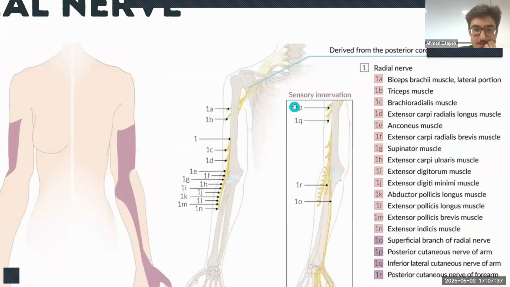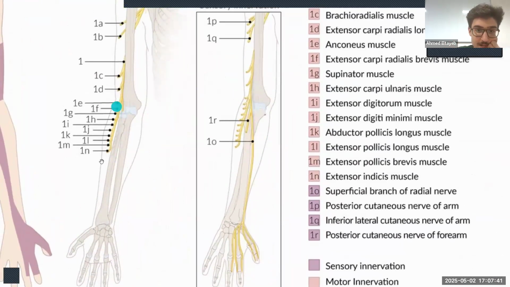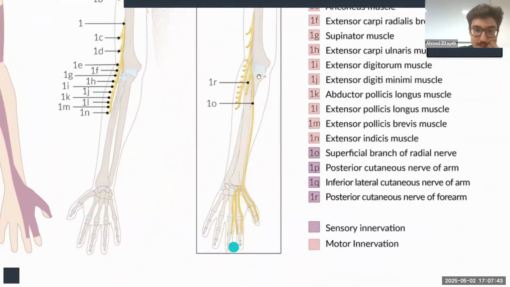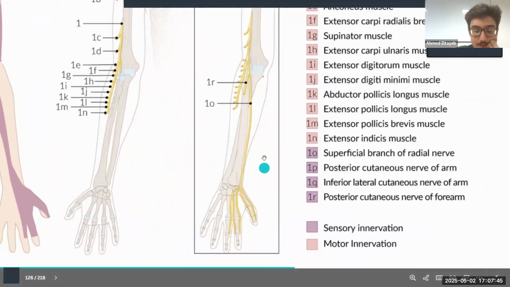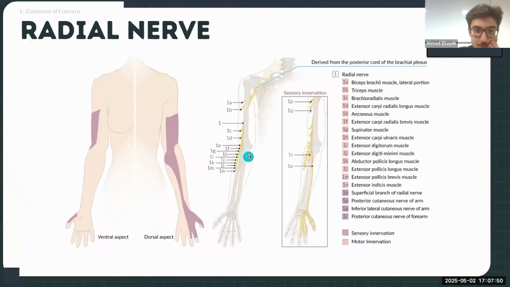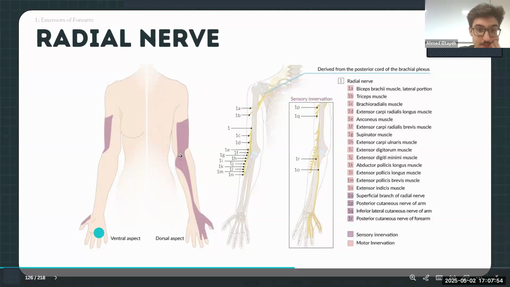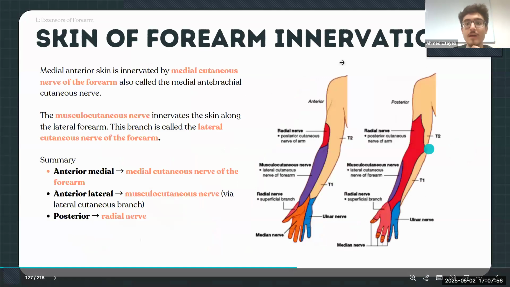Over here we have a nice diagram also showing us. These are the muscle branches, and these are the cutaneous branches, the sensory innervation. You can clearly see how it's in the posterior aspect. Oh, this is another diagram showing us the cutaneous innervation.